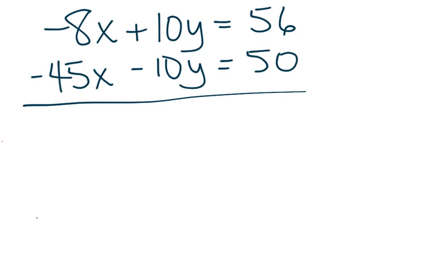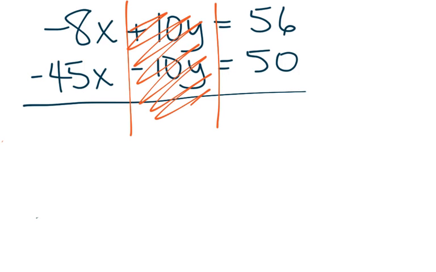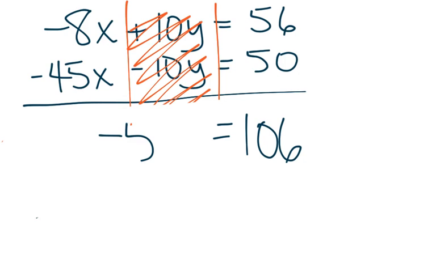Alright, now that I have my two equations, I have negative 8x plus 10y equals 56, and I have negative 45x minus 10y equals 50. When I add the equations now, the 10y's will eliminate. And then I'll be left with 106 here and negative 53x here.